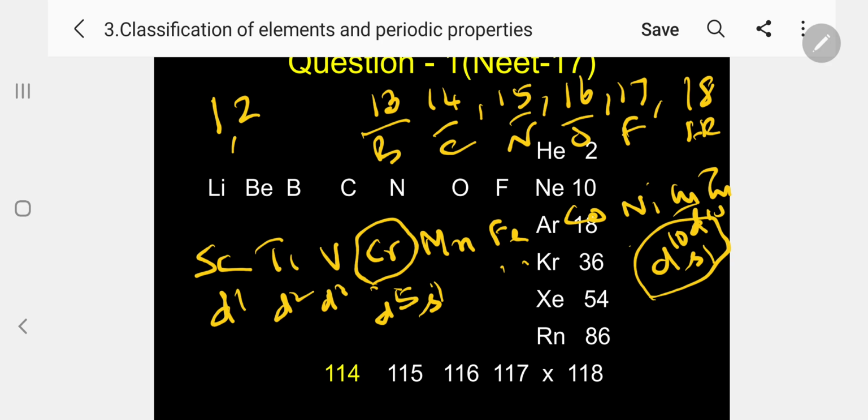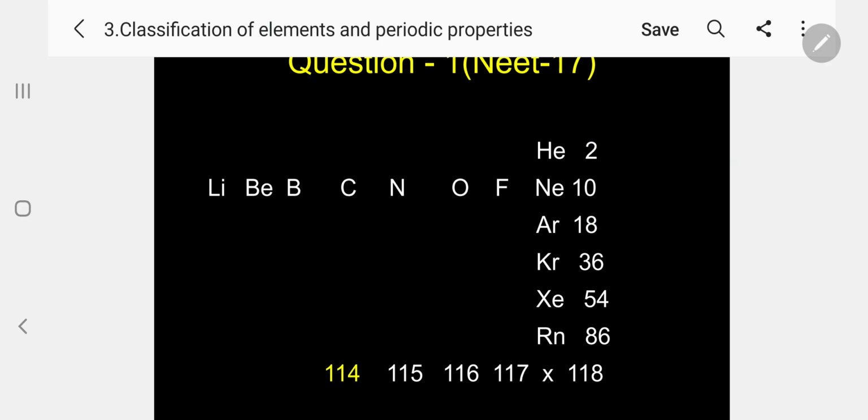So students, please memorize the first group, second group, the 13th group boron family, 14th group carbon family, 15th group nitrogen family, 16th group oxygen family, 17th group fluorine family, and the 18th group inert gas elements. And also the order of the first transition elements: scandium, titanium, vanadium, chromium, manganese, iron, cobalt, nickel, copper, zinc. You have to memorize it. Okay. Now I have to find out which family 114 comes under.